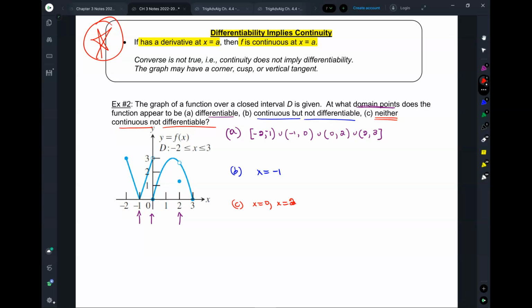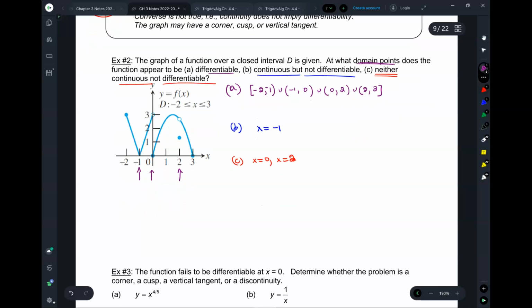So, to recap, we said at x equals -1, it's not differentiable because it's a corner. At x equals 0, there is a jump discontinuity. At x equals 2, there is a removable discontinuity. Okay. Let me move past a little bit and then I'll come back.